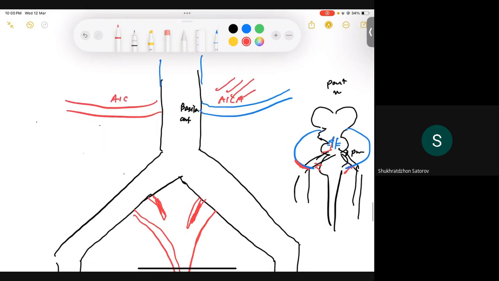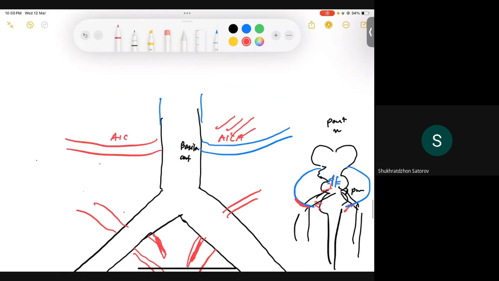In some individuals, this AICA can arise from the vertebral arteries as well, right? Is that clear? Then it is going to give another artery which is known as PICA. What is PICA? Posterior inferior cerebellar artery. You have perfused the anterior and inferior aspect. What about the posterior and inferior aspect? For that we have PICA, posterior inferior cerebellar artery. Is that clear?